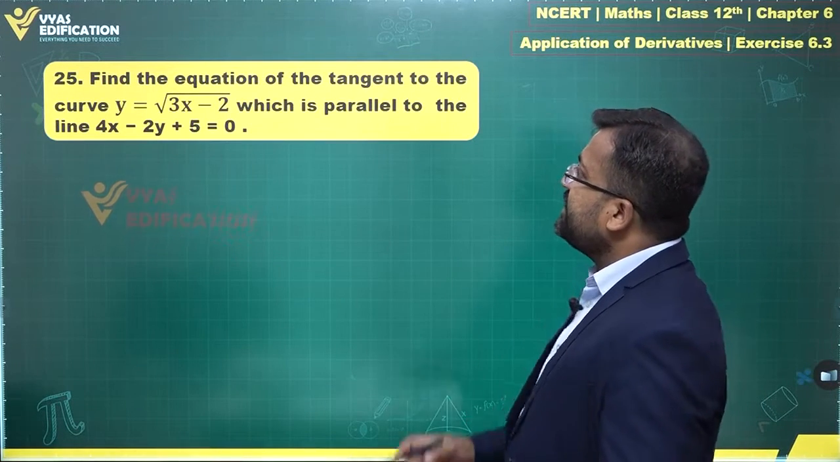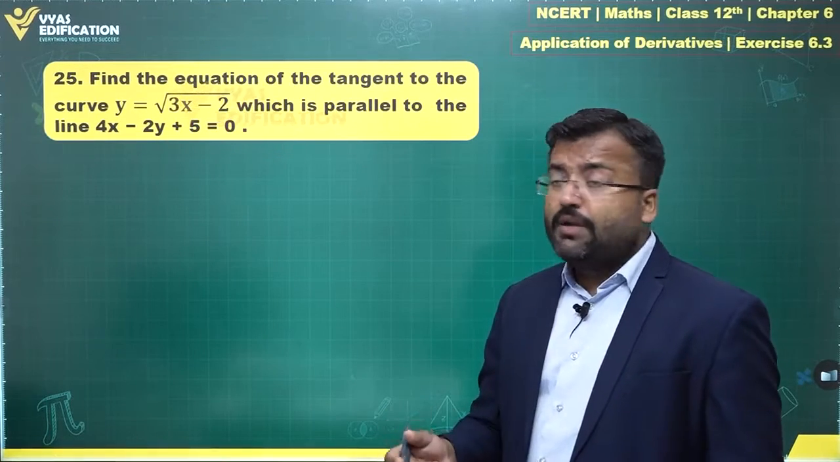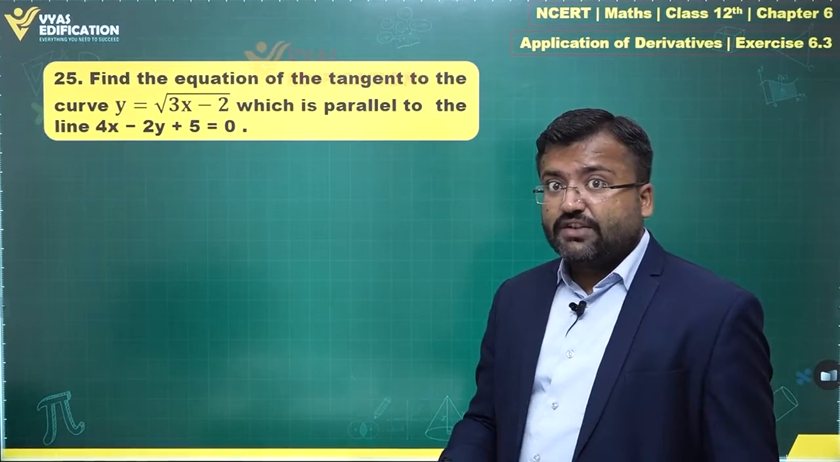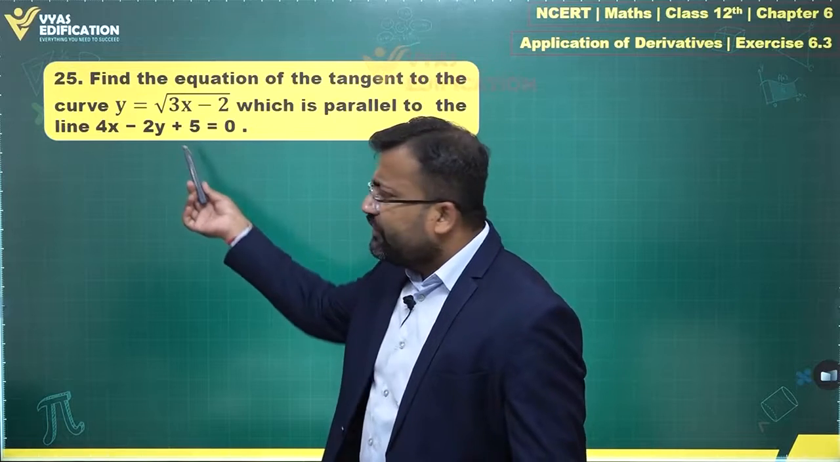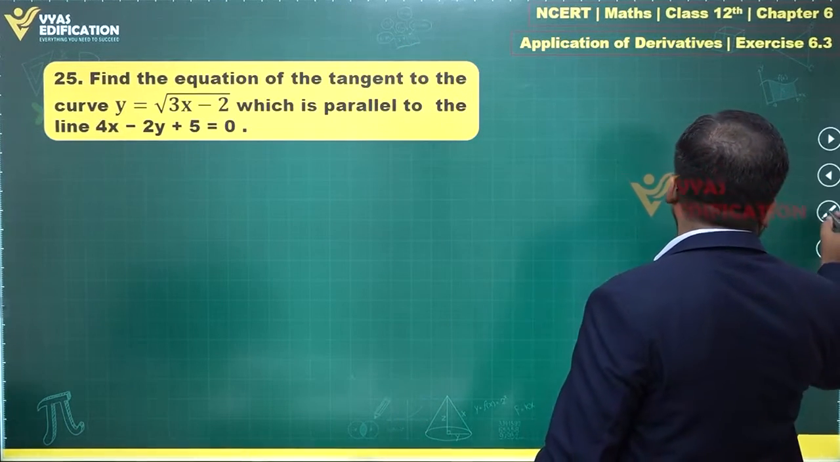Question number 25 says find the equation of tangent to the curve this which is parallel to the line this. So we are supposed to find the equation of tangent. For that, we are given kind of the slope in one way. We can find the point with the help of that, and therefore we can find the equation easily. How do we do that?